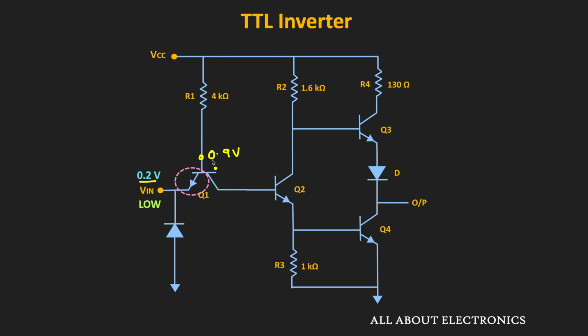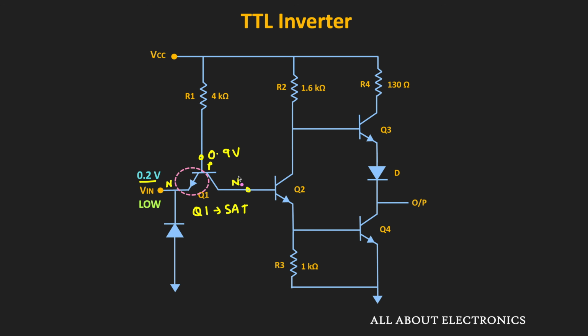So now, if we see the collector base junction of the Q1, then it will also be forward biased, because this transistor is the NPN transistor, and the voltage at this node will be close to 0 volt. So for this transistor Q1, both the base emitter junction and the collector base junction will get forward biased, and therefore this Q1 will operate in the saturation.